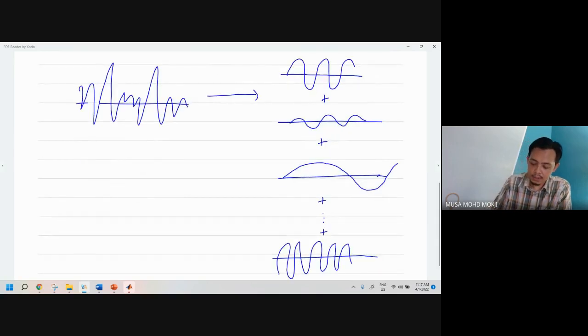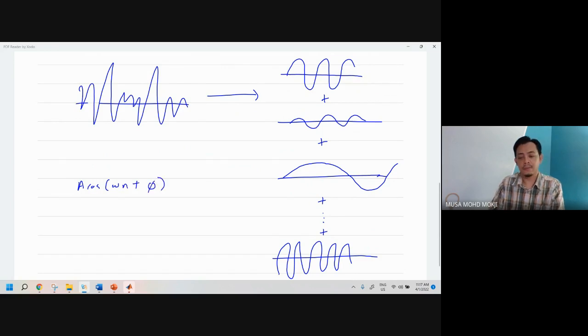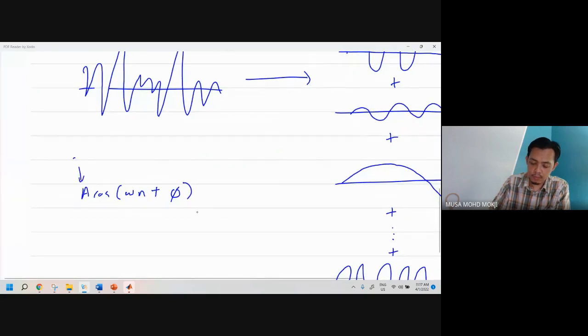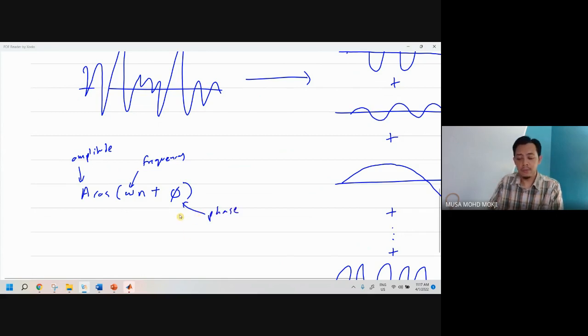We can put it as cos(omega n plus phase). This is an example with three things: one is the amplitude, this is the frequency, a discrete time frequency, and this is the phase. We have those three. Yes, we already know this, we have seen this a lot. And this is an equation in the time domain.